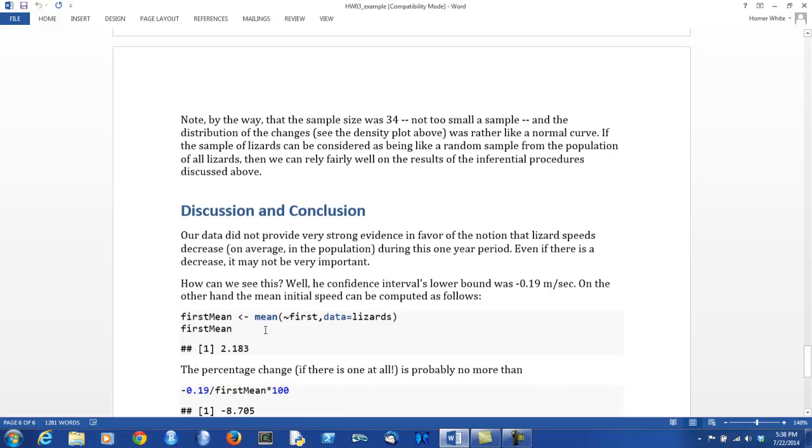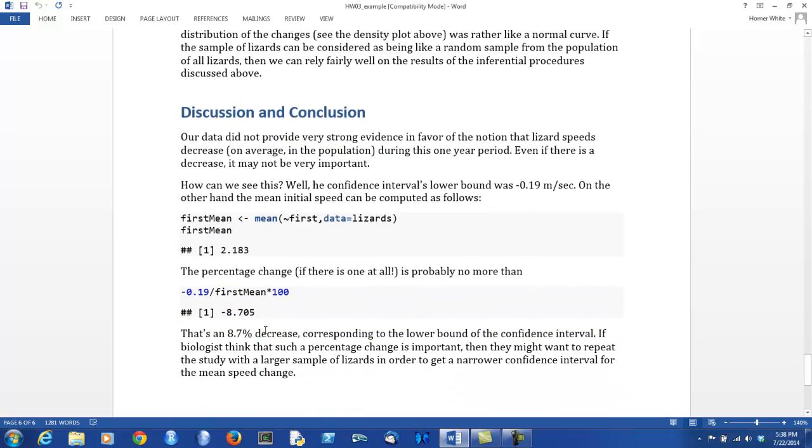In discussion and conclusion, we do have an overall conclusion to the effect that our data did not provide very strong evidence in this case that lizard speeds do change on average. There's also a little bit of talk about whether the change, if it's present at all, could be big enough to be important to biologists.